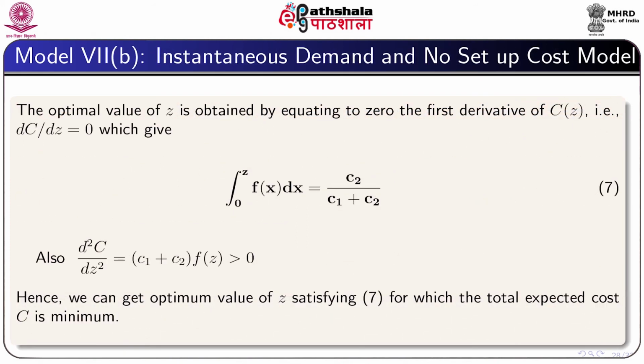The optimal value of z is obtained by equating to 0 the first derivative of C(z), that is dC/dz equal to 0, which gives integral 0 to z f(x) dx equal to C2 by C1 plus C2. We have also verified that d2C/dz2 is equal to (C1 plus C2) into f(z), which is greater than 0. This means that the optimal value of z is in fact giving the minimum expected cost.